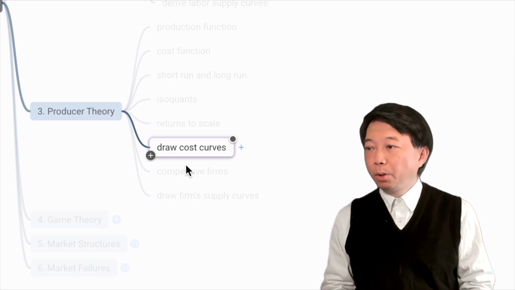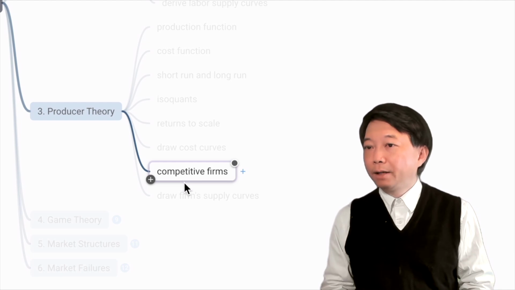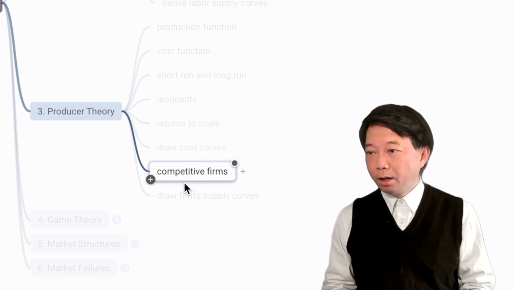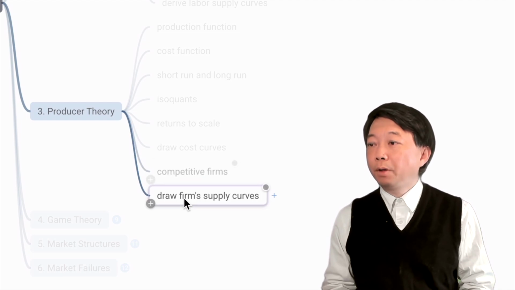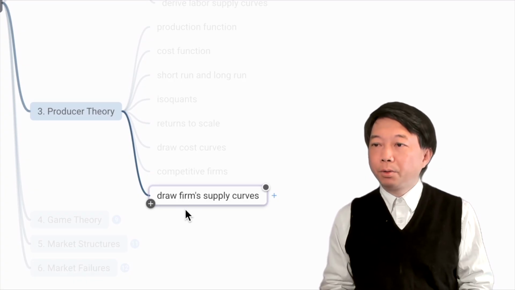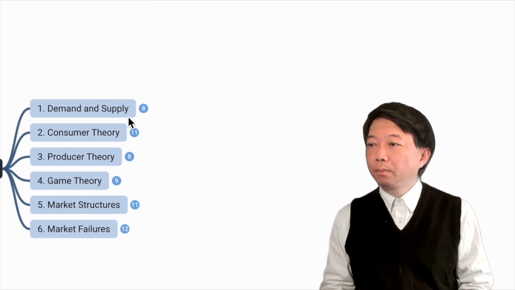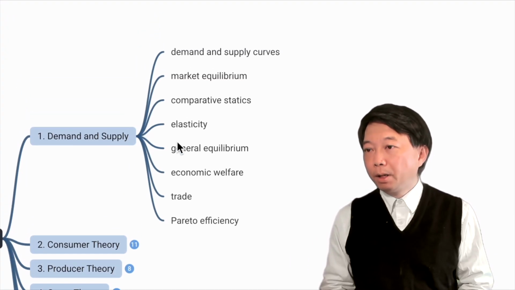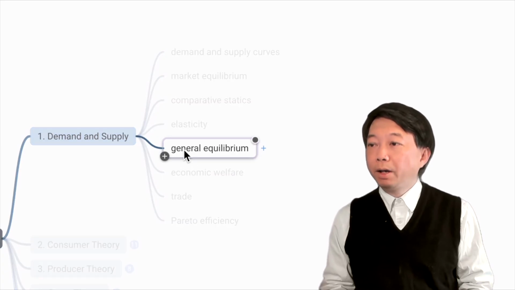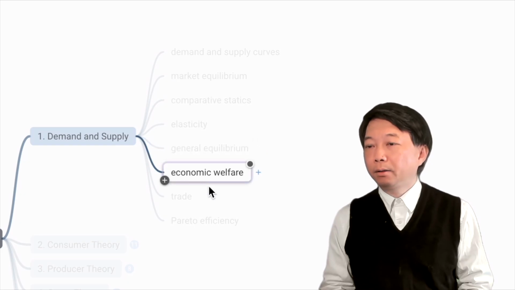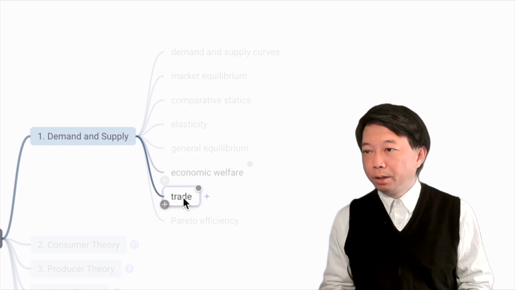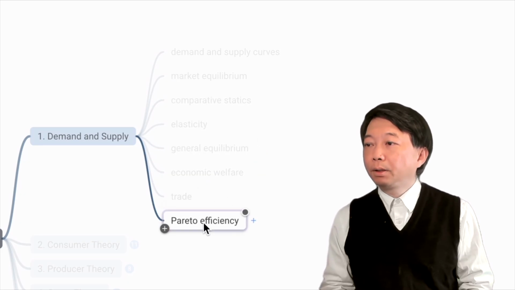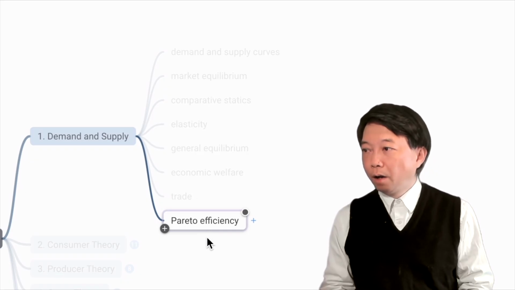Finally, we will explore competitive firms and their output decisions and shutdown decisions, and draw the firm's supply curves. After mastering consumer theory and firm theory, we have gained a deeper understanding of market demand and supply. We will further investigate the general equilibrium and economic welfare, focusing on the trade between two people and the Pareto efficiency of competition.